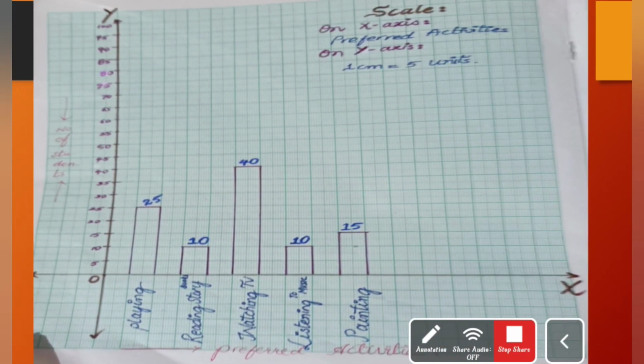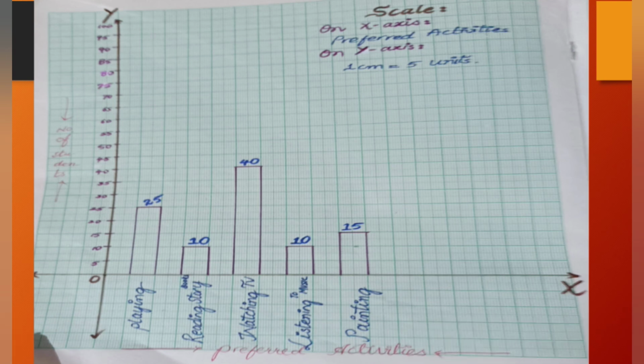And which type of bar graph is it? It is a vertical bar graph. Why? Because here frequencies are taken on the y-axis and observations are taken on the x-axis. Let's see one more example.